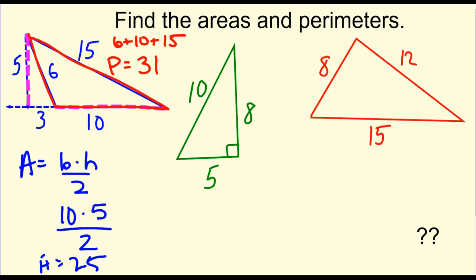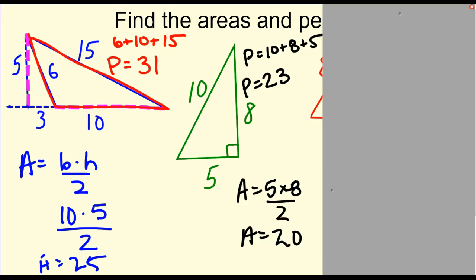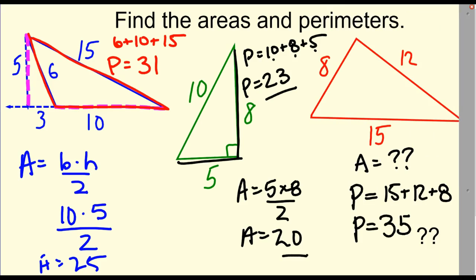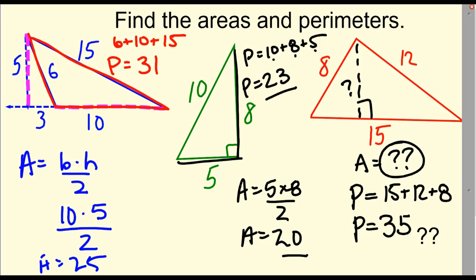So you get to try the green and the red shape. Find the area and the perimeter. So in this one, I got a perimeter of 8 plus 5 plus 10. Gave me 23. And area, here was my base. Here was my height. And divided by 2, I got 20. And in this one, I actually don't have the height. I don't know that. So I actually can't find the area. But perimeter would be 8 plus 12 plus 15, and I got 35.